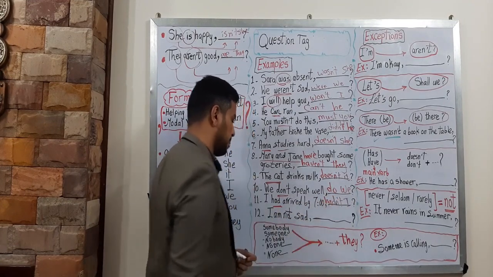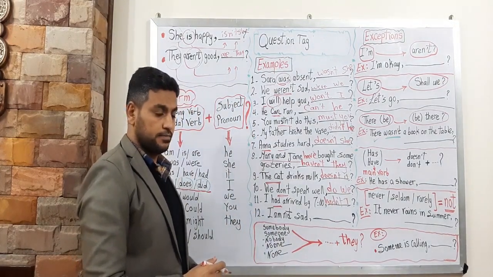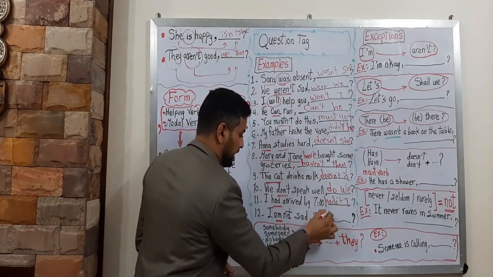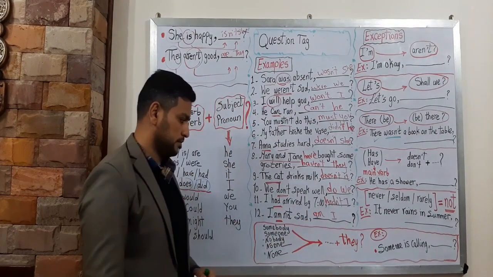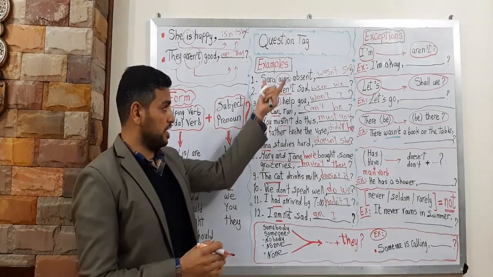Number 12. I am not sad. I'm not sad. We have here am. It will be am I. I think now the question tag became clear. Yes, we add the helping verb.